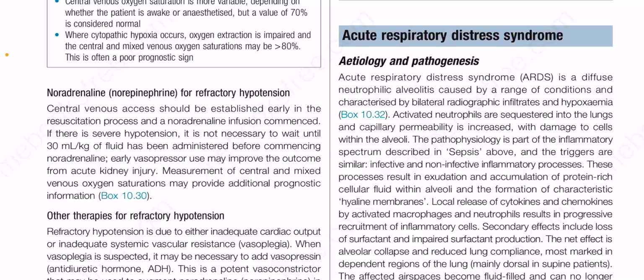Activated neutrophils are sequestered into the lungs and capillary permeability is increased, with damage to cells within the alveoli. The pathophysiology is part of the inflammatory spectrum described in sepsis above, and the triggers are similar infective and non-infective inflammatory processes. These processes result in exudation and accumulation of protein-rich cellular fluid within alveoli and the formation of characteristic hyaline membranes.